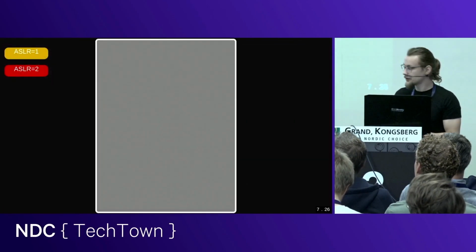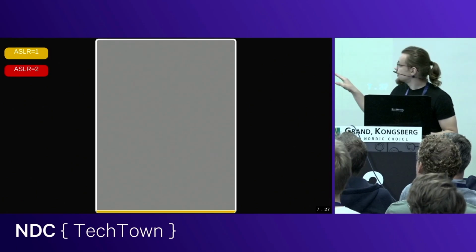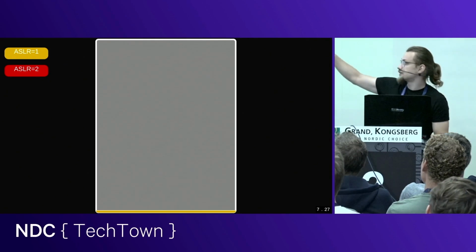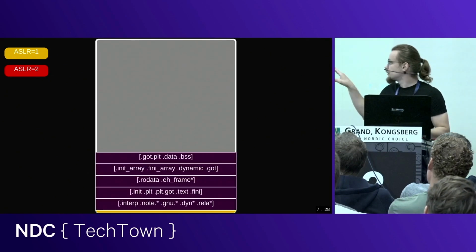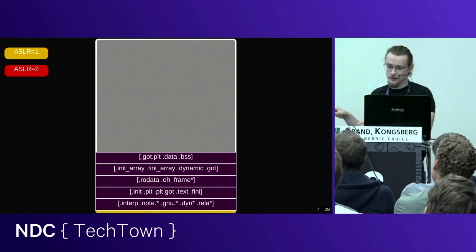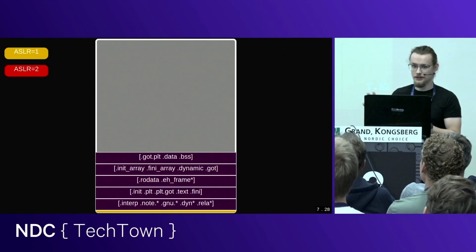Okay, if we try to visualize these sections, this is the process layout. First we have a random offset using ASLR equal to 1, and then we have those sections from the bottom of the address space. We will build it up gradually over this talk, and then compare it to my initial mental model and see how it differs.